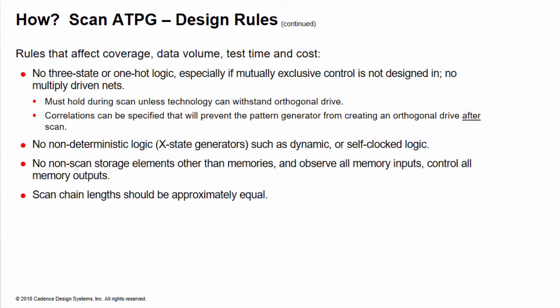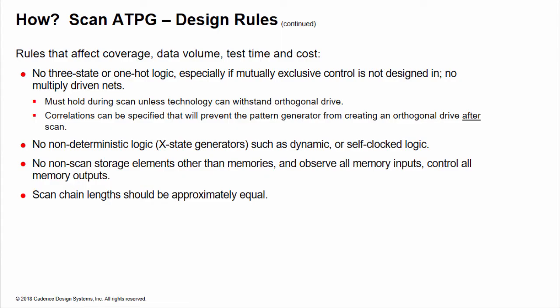The first is that there be no three-state or other multiply driven nets, including transmission gate, one-hot logic. If the logic guarantees one and only one enable will be active at a time, this rule may be violated without problems. Test structure verification can check for such mutually exclusive control, or correlation information can be added to prevent the test generator from creating patterns with orthogonal drive after the end of the scan.